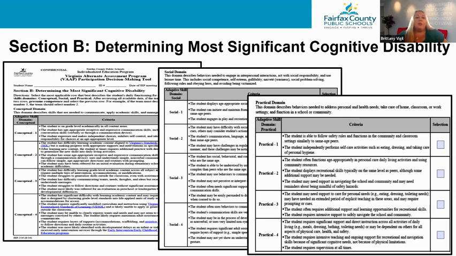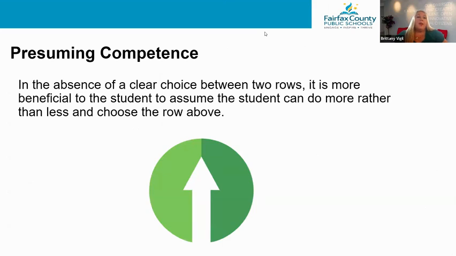And so what you do is you read the criteria for, let's say, practical 1, and you determine if that criteria meets the profile of your child based on the data. And then you continue to read down until you find the criteria that best matches your student. There are going to be cases where the IEP team may be stuck between two rows. If the IEP team is stuck between two rows, VDOE would like us to presume competence.